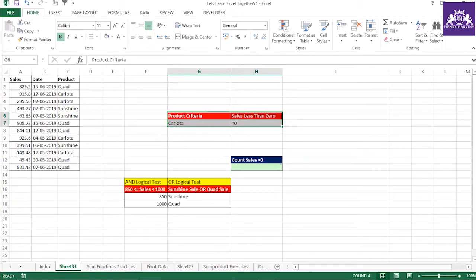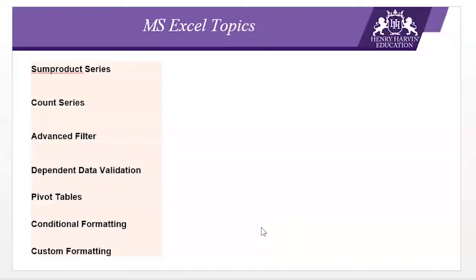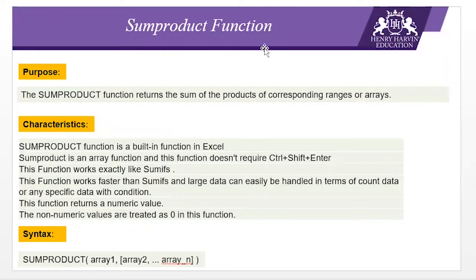So let me quickly make you understand this entire series in one go. SumProduct function, as we have already discussed, is an inbuilt function. It's an array function, does not require Control Shift Enter, and this function exactly works like the SUMIFS function. This function returns a numeric value, and non-numeric values are treated as zero in this function. This is actually the argument which is passed to this function.